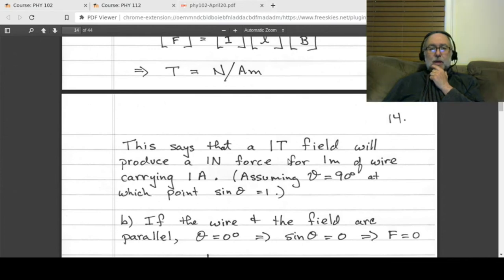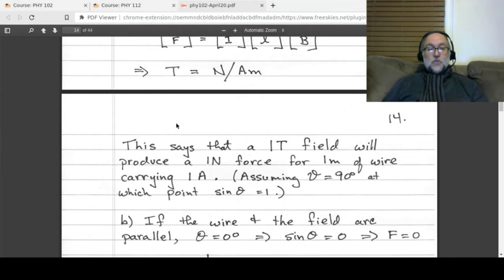The way you can think about it is that a 1 Tesla field will produce a 1 newton force for 1 meter of wire carrying 1 amp, assuming, of course, that the wire is cutting the field at 90 degrees. So let me say that again. If you have a wire that's 1 meter long, carrying 1 amp, in a 1 Tesla field, it'll have 1 newton of force on it. That gives you another way of thinking of what a Tesla is. And by the way, Tesla was named after Nikola Tesla, who was a famous engineer about 100 years ago.